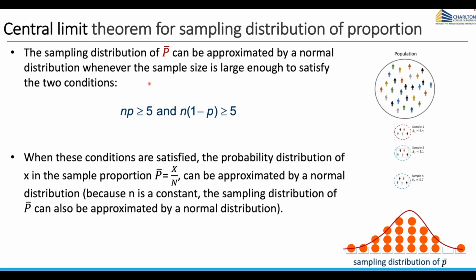The central limit theorem for the sampling distribution of proportion tells us that the sampling distribution of sample proportion, or p-bar, is normal if these two conditions are satisfied: n multiplied by p is greater than or equal to 5, and n multiplied by 1 minus p is greater than or equal to 5. In other words, for large n, these two conditions are satisfied, therefore the sampling distribution is normal, and we can use normal distribution features to answer any probability question.